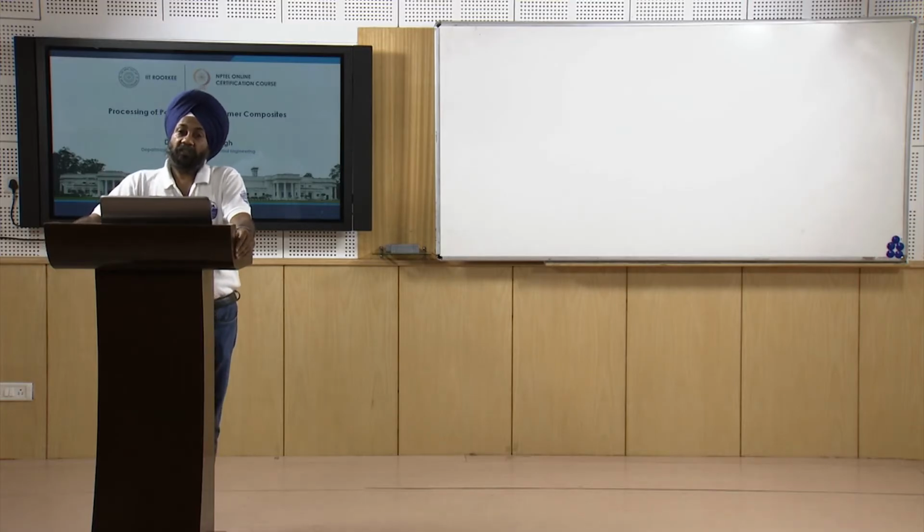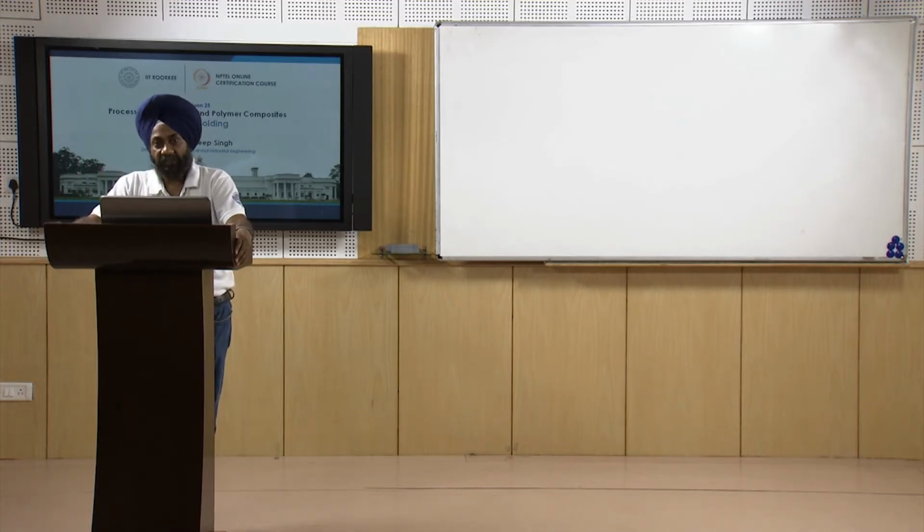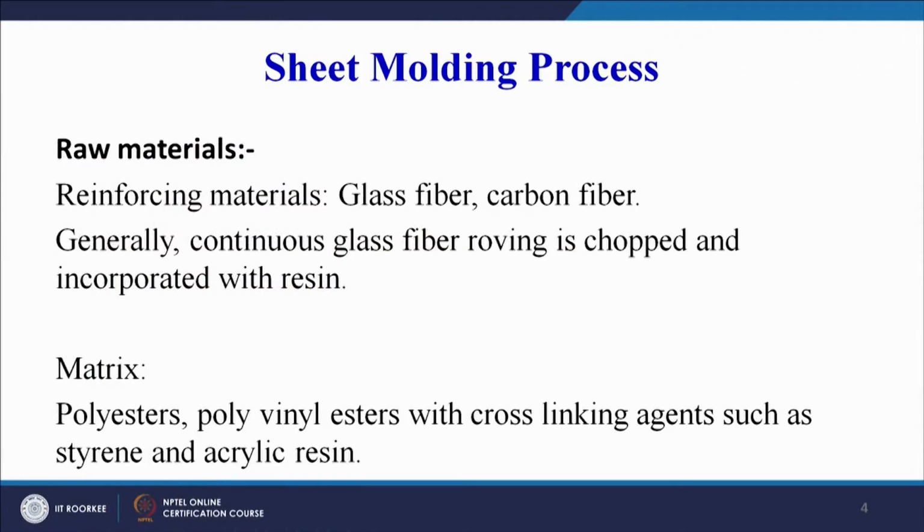Now what are the raw materials that can be used for sheet molding compounds? Generally the processes are well developed for synthetic fibers such as glass fiber and carbon fiber, and generally the fiber will be in chopped form, that is a short fiber form. Continuous glass fiber roving is chopped and incorporated with resin, which acts as the matrix. So the fibers here will be in short form, making it a short fiber reinforced composite material. What will be the matrix? Polyesters, polyvinyl esters with cross-linking agents such as styrene and acrylic resin.